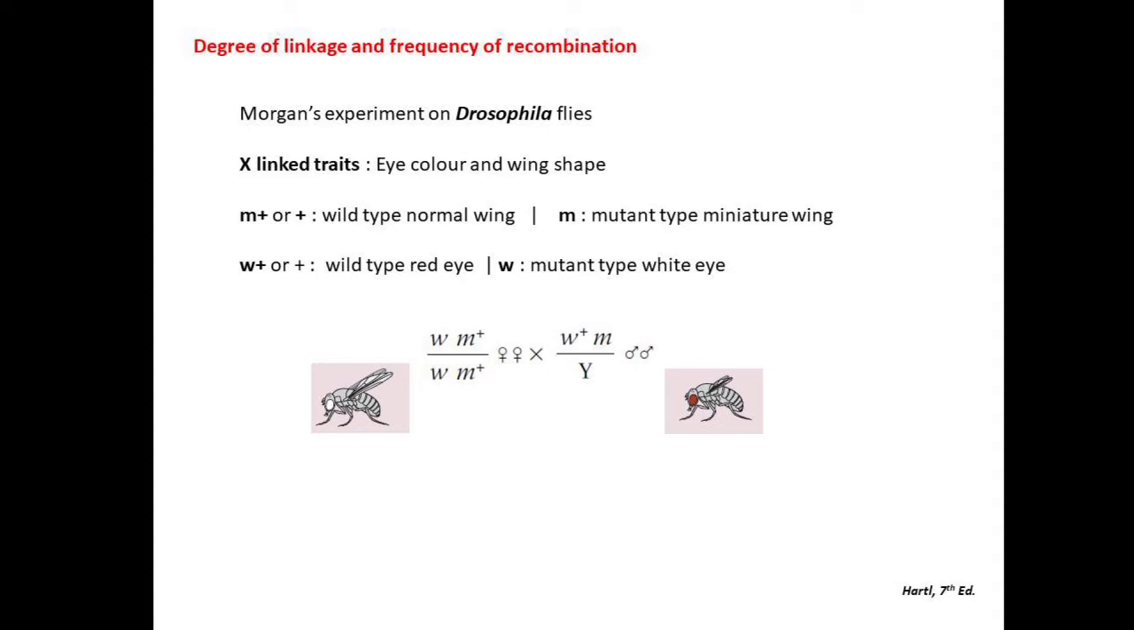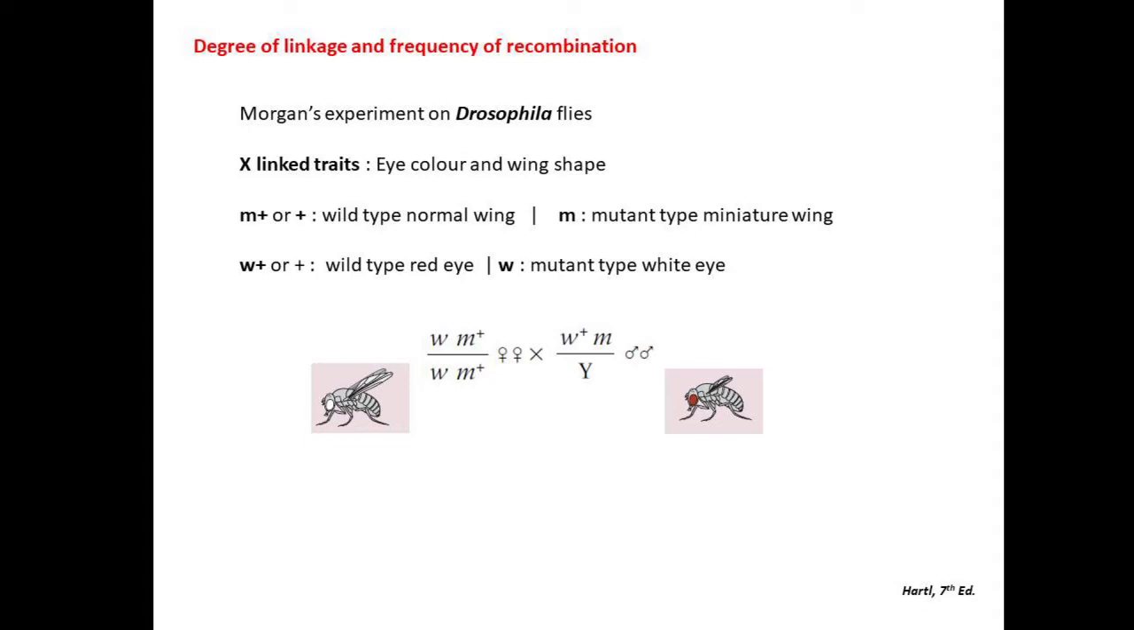Female has two X chromosomes, so the genes are present in both chromosomes. In male, they have one X and one Y, and the Y chromosome does not have those genes. They only have one X chromosome, and that X chromosome has the wild type W allele. That's why it's a red eye, and mutant type wing, that is a miniature wing. So it's very clear from this picture.